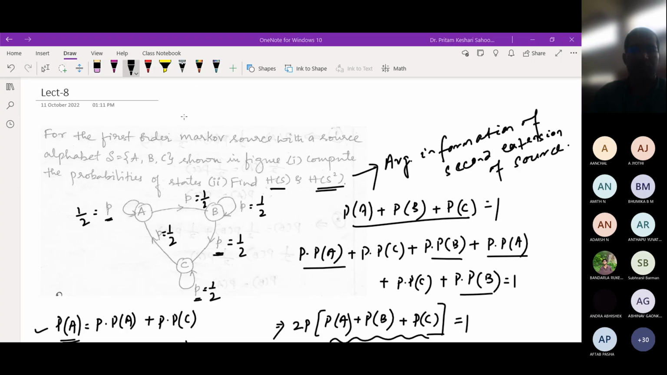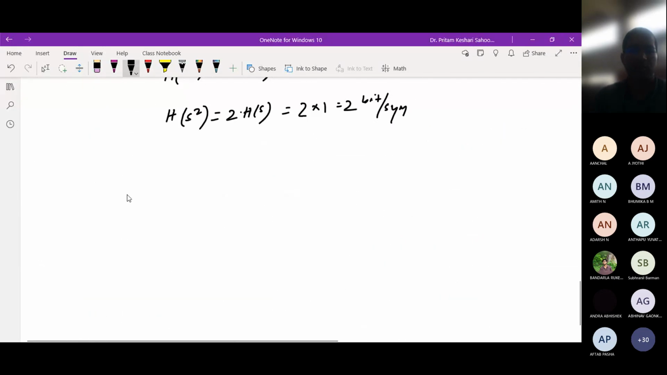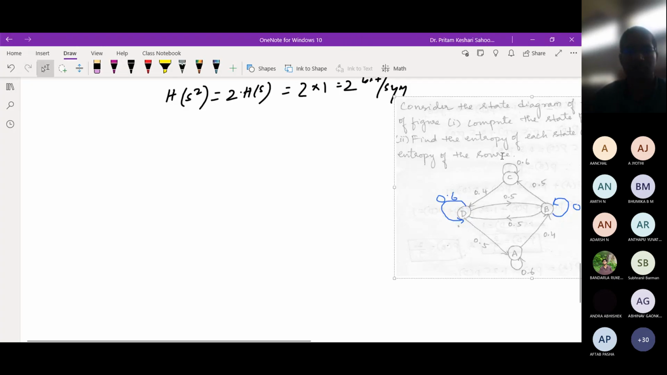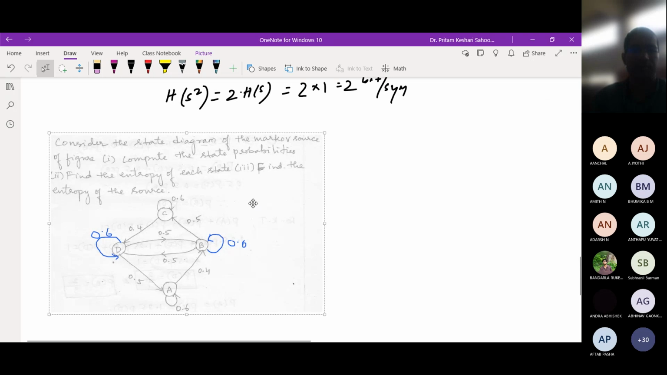Okay, so let us move to the next question. So students, what I expect from you is that I will not solve this particular example. Rather, I will tell you how we can solve this example.